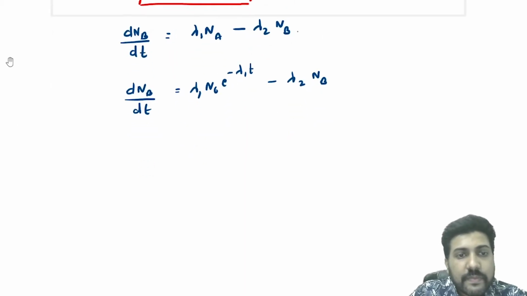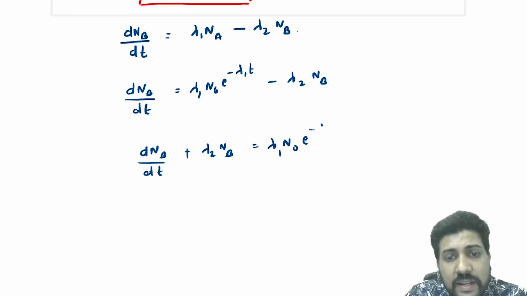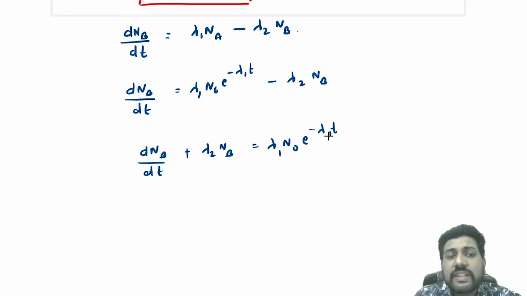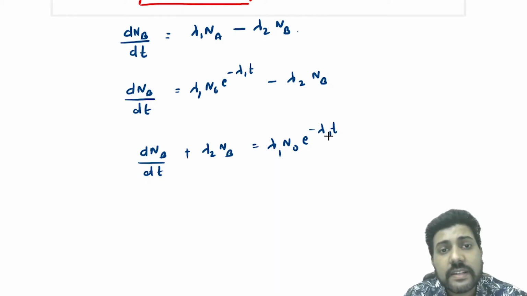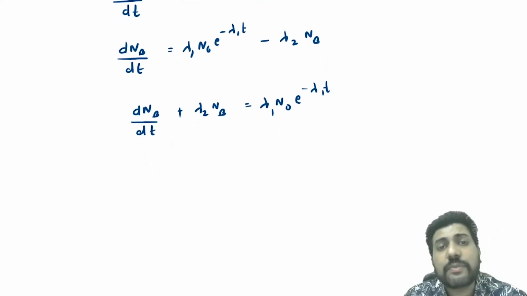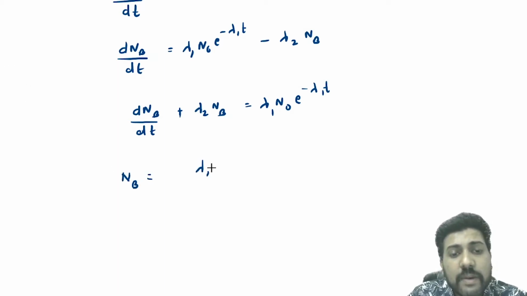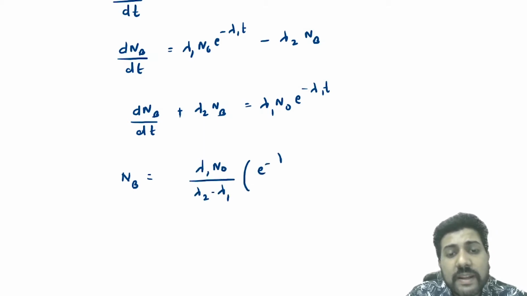Now dNb by dt plus lambda 2 Nb is equal to lambda 1 N0 e power minus lambda 1 t. You can see this differential equation is of the form which is solved by using an integrating factor. I'll not solve it, I'll directly write the answer. You know how to solve the differential equation using an integrating factor, right? So I'll write the answer for you. Nb is equal to lambda 1 N0 divided by lambda 2 minus lambda 1, into e power minus lambda 1 t minus e power minus lambda 2 t.